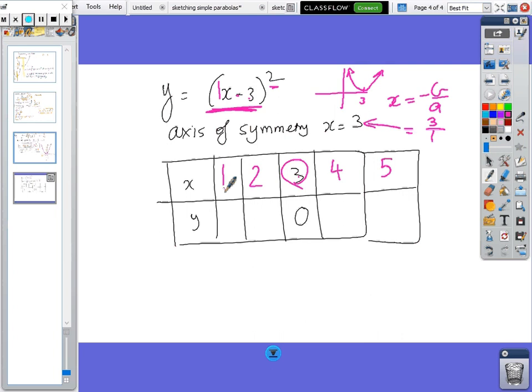So 4 minus 3 is 1, 1 squared is 1. 5 minus 3 is 2, 2 squared is 4, so it's the same numbers again. We've got 1, 4, and so it looks like that. You can draw it properly, but we've already drawn a few parabolas.